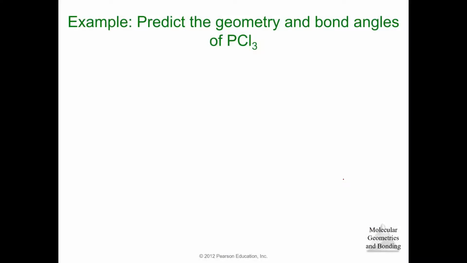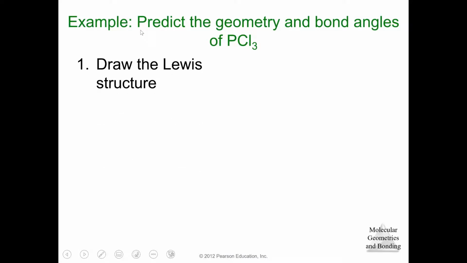Now, your job. Determine PCl3 bond angles and geometry. Can you do that? You have to start with drawing the Lewis structure, then determining how many electron groups you have, then determining how many lone pairs you have, then you come up with the structure. Can you do that? Easy.